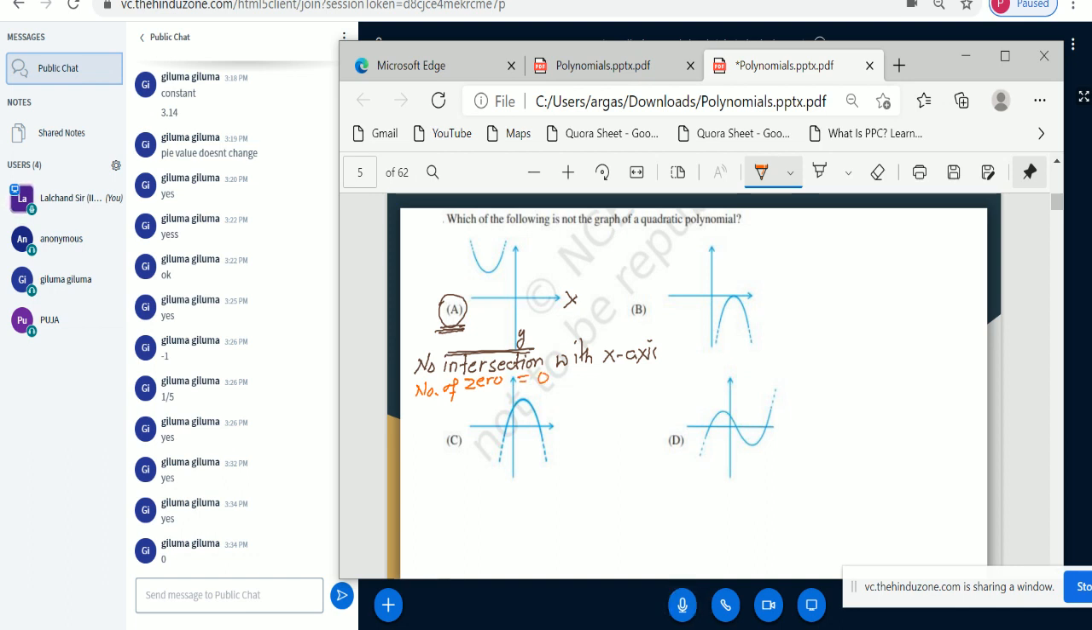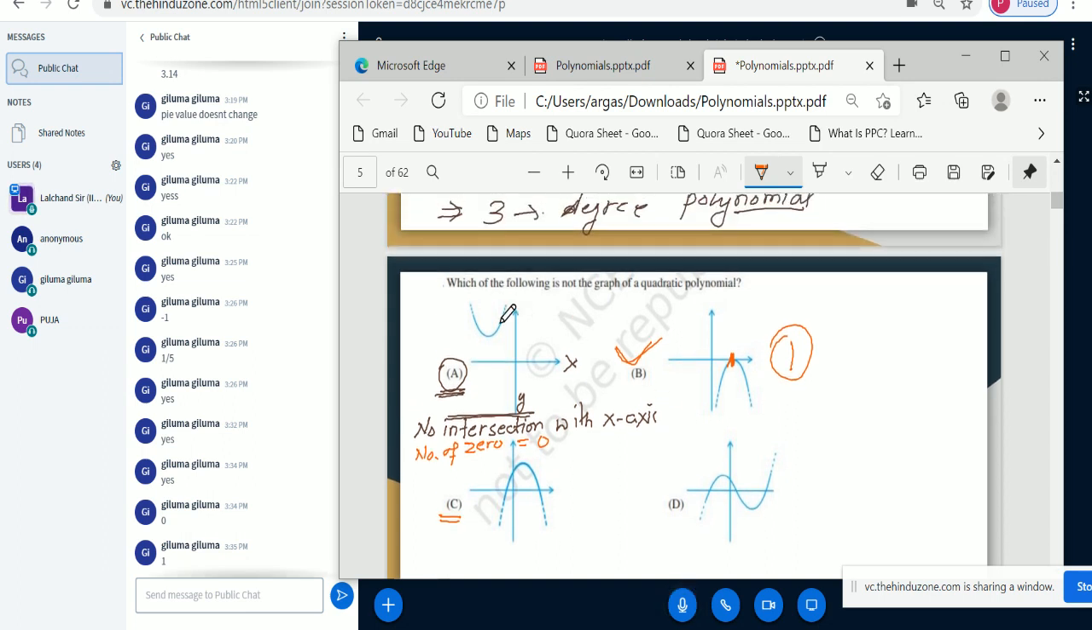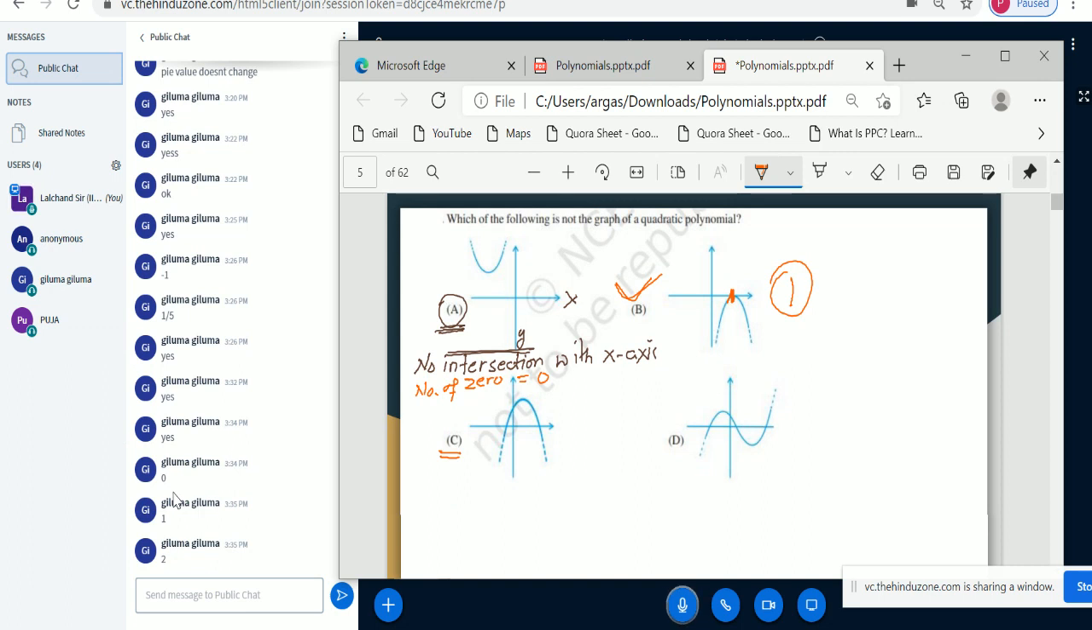Okay. What about this plot, plot number B? 1. Because it is touching the x-axis at this point. So the number of zeros is equal to 1. For plot C, what about plot C? 2. Yes, because it is intersecting at two distinct points. Okay, so here two zeros.